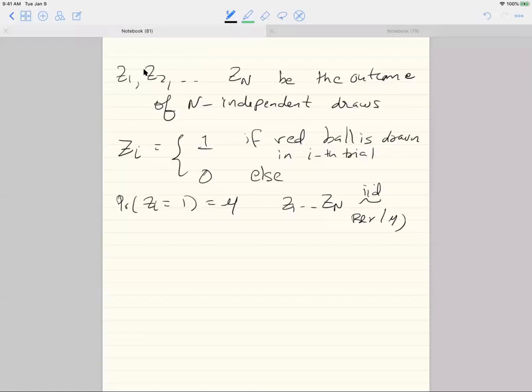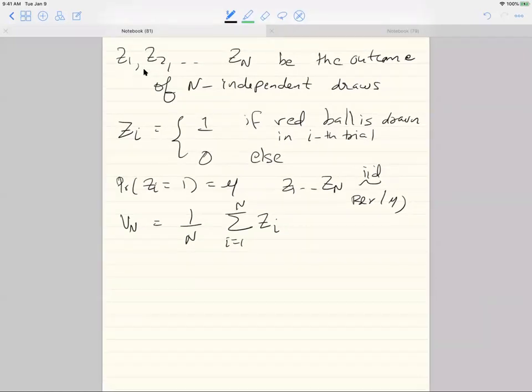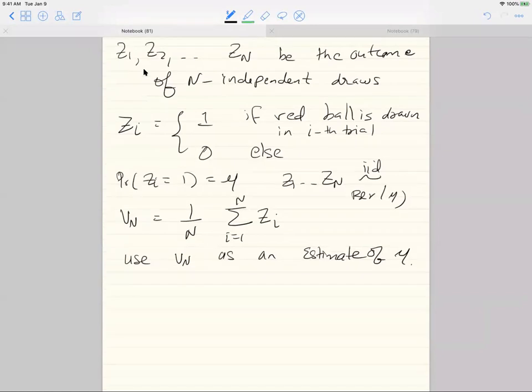What we want to do is compute an average of them. We take the average of the number of red balls, how many times red balls came. So we take the average of Z1, Z2 up to Zn, and we call it Vn. And we use Vn as an estimate of mu. So the idea is, as n becomes large, Vn will become a better and better estimate of mu.